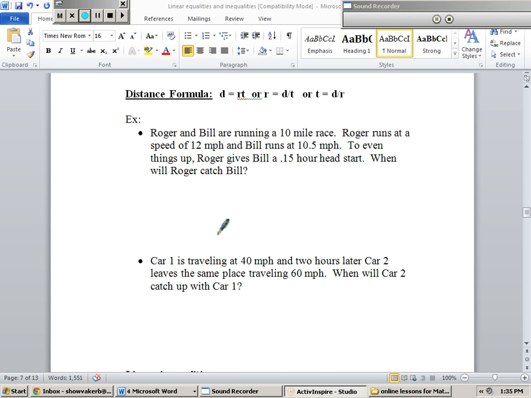So 12x is equal to 1.8 minus 1.8 is equal to 10.5x. Subtract my 10.5x and add my 1.8. I get 1.5x equals 1.8. x is 1.2 hours. So in 1.2 hours, Roger will catch Bill. So these are probably the hardest in determining what you've got to use. So if you use one and it doesn't work, try another one. But one of the three will work.